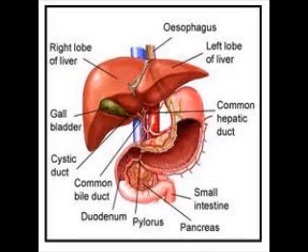Acalculous cholecystitis, inflammation occurring without gallstones, is typically associated with biliary stasis caused by any condition that affects the regular filling or emptying of the gallbladder.